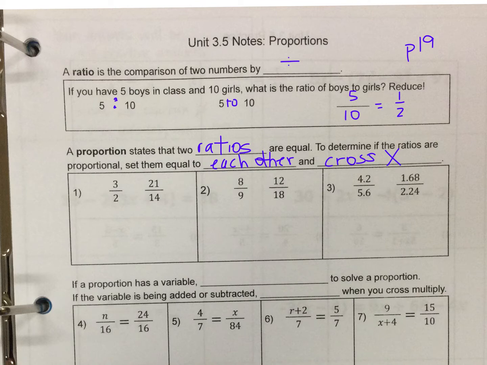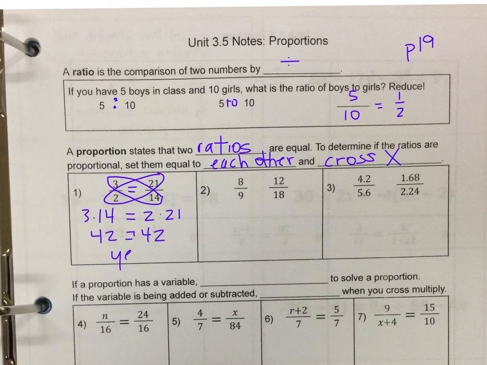Number 1, 3 over 2 and 21 over 14. I'm going to set them equal, and I cross multiply. That means I multiply 3 times 14 on one side and 2 times 21 on the other. 3 times 14 is 42. 2 times 21 is 42. 42 equals 42. That is true. So yes, 3 over 2 and 21 over 14 are proportional.